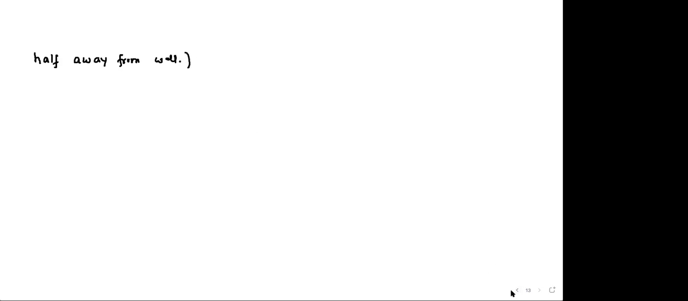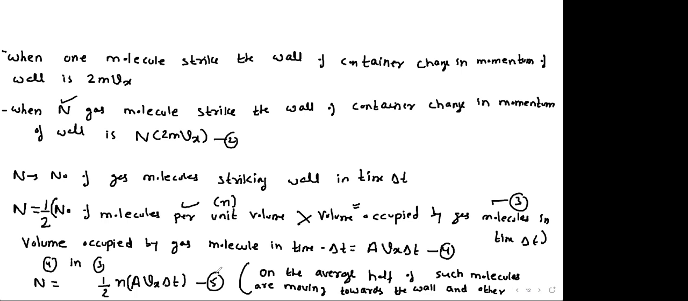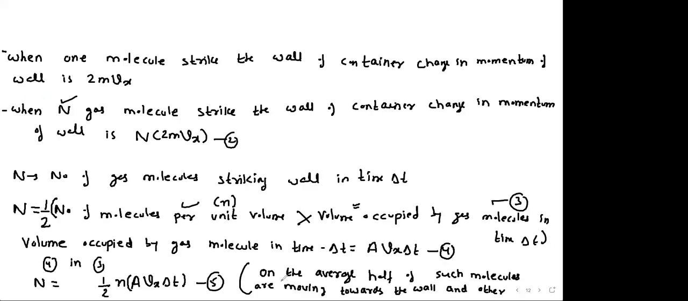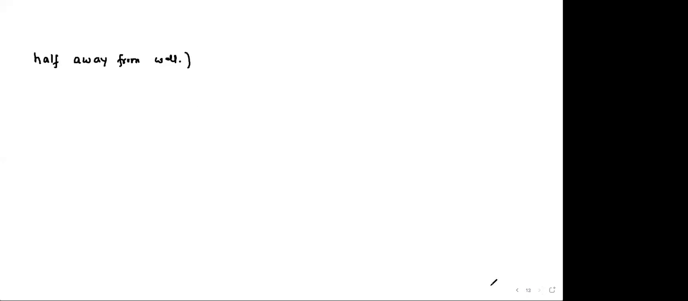Away from the wall. That's why I'm taking this factor of half here. Now, if I substitute this 5 here, then I can calculate the total change in the momentum of the wall. So what we can do is substitute this equation number 5 in 2. If I substitute 5 in 2, then what we will get is the change in momentum of the wall.